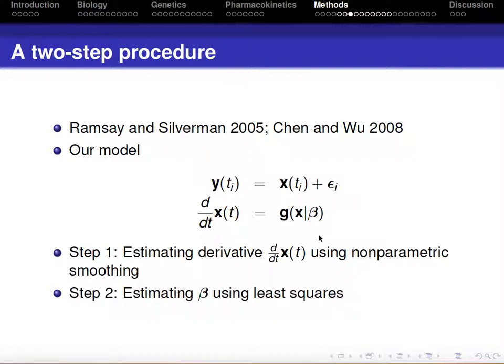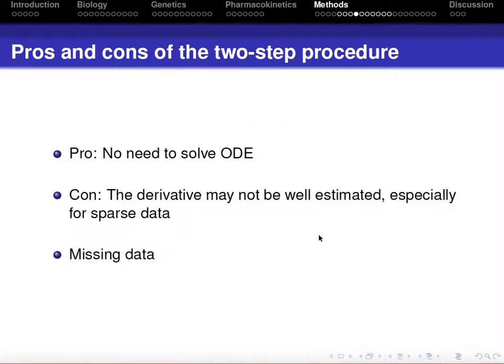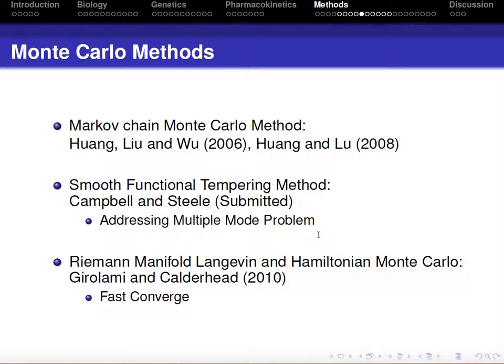This is actually very common in dynamic systems. In many dynamic systems, some variables do not have observations and cannot be measured. In that case, the two-step procedure will not work.